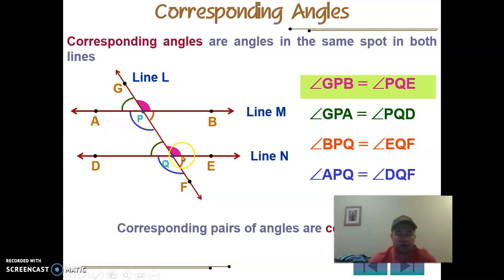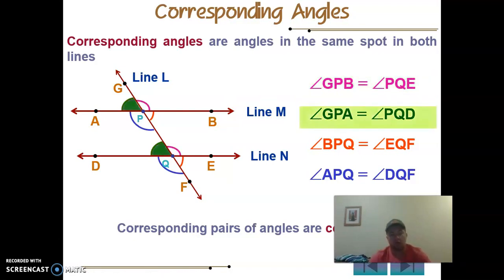But there's an easier way to look at it. These angles are in the same spot. So look, they're both on the right-hand side. And they're both above their line. So corresponding angles are angles that are in the same spot in both lines. Well, let's look at some other ones, because there's more than one pair here. We have the two green angles. They're both on the left-hand side of the line and above, and they're also corresponding angles because I could translate.